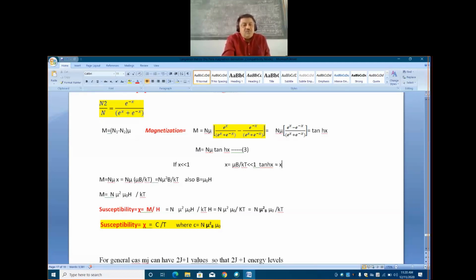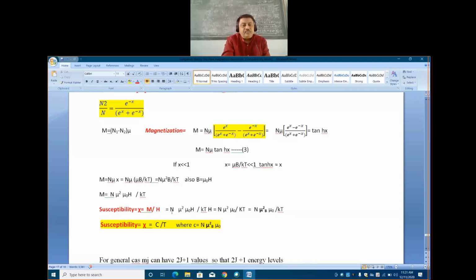So this mu becomes mu square. So this is equal to N mu square B by kT, and also B is equal to mu naught H. So therefore magnetization M is equal to N mu square mu naught H divided by kT. Now we want susceptibility. Susceptibility chi is equal to magnetization by H, M by H, magnetic moment divided by magnetizing force.